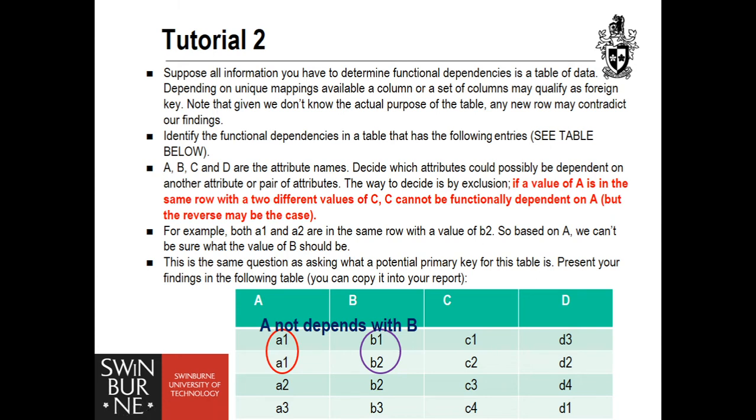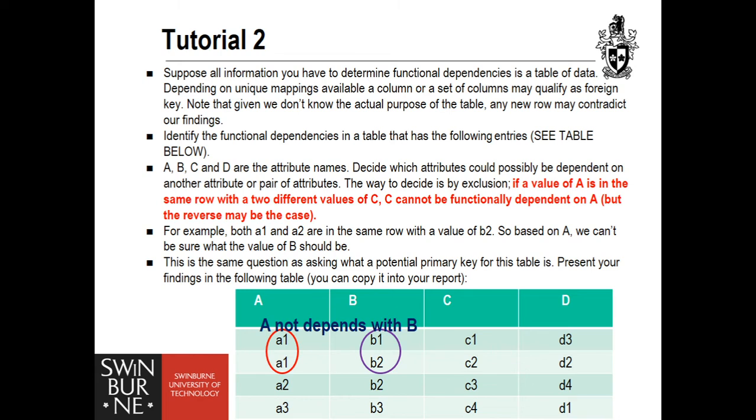For example, both A1 and A2 are in the same row with a value of B2. So based on A, we cannot be sure what the value of B should be. This same question is asking what a potential primary key for this table is. Present your finding in the following table. You can copy it into your report.